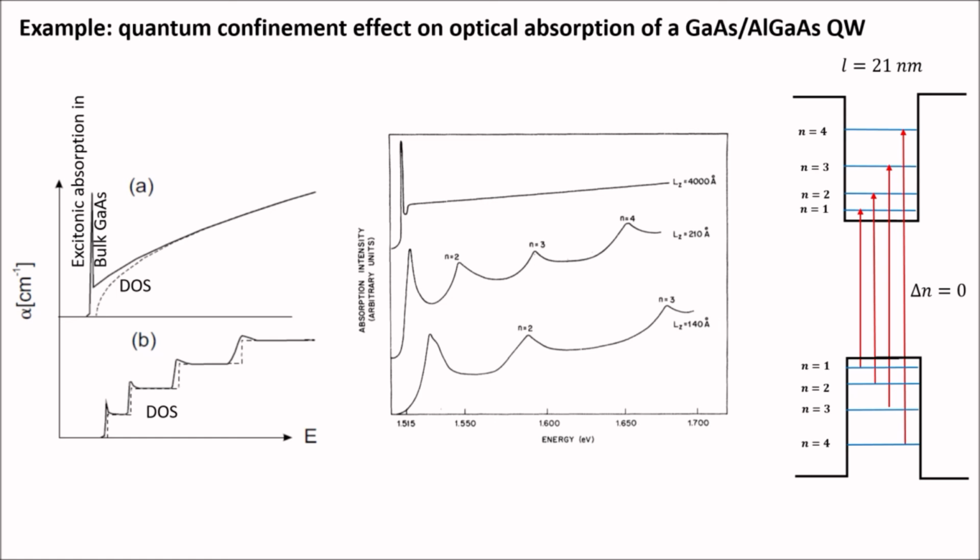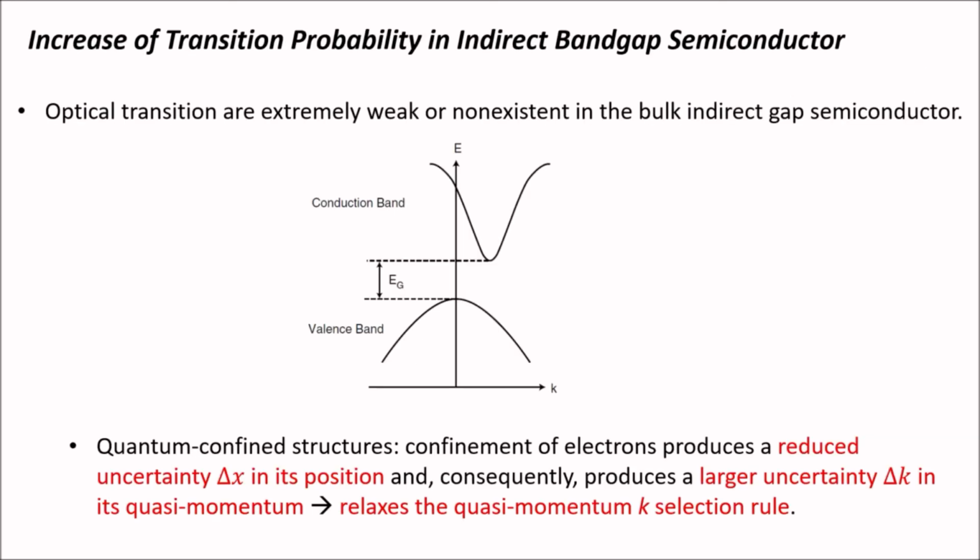The consequence for optical absorption is that there are actually two sets of steps. The heavy hole to conduction band set starts at a slightly lower energy and is more closely spaced than the light hole to conduction band set. The heavy hole set is usually dominant when we look at optical absorption for light propagating perpendicular to the quantum layers. Another property change due to the quantum confinement is the increase of transition probability in indirect bandgap semiconductors.